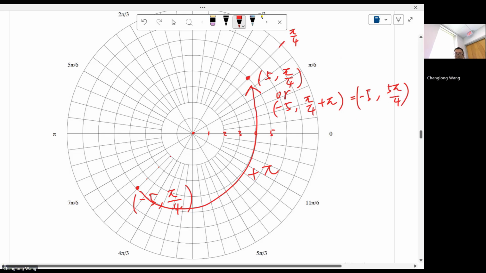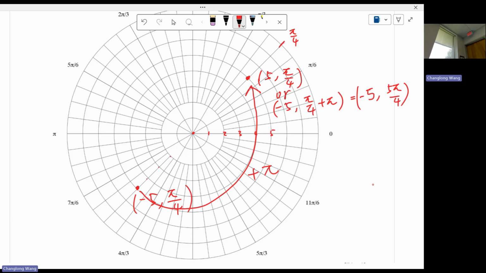So this is the way that you can get the same point, but with unnecessarily complicated coordinates. Negative 5 is positive 5 with a bigger angle, but we could do it. And again, there are infinitely many choices of r and theta for the same point in the polar coordinate system, but for x and y it is unique. All right.